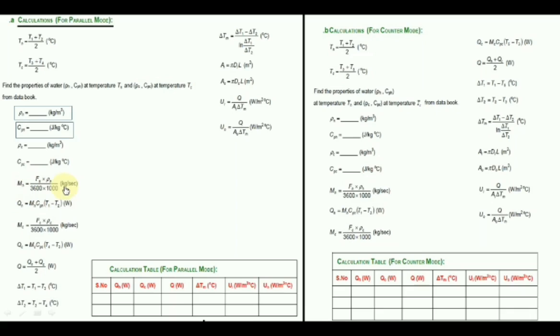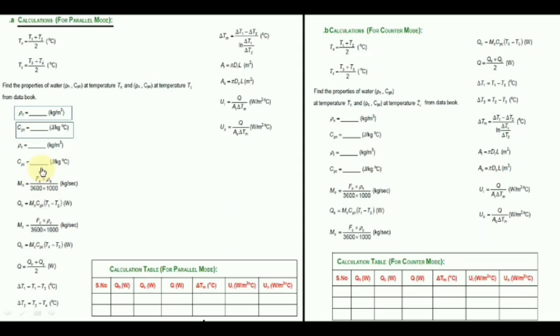Now why have we divided by 3600? The only reason is that our flow rate is in liters per hour, so in the denominator we have the unit of hour as time, and we want to convert it to seconds. That's what we have done: we have divided by 3600. And this 1000, because our flow rate is in liters per hour and we want to convert it into meter cube. So that's why we need to divide it by 1000.